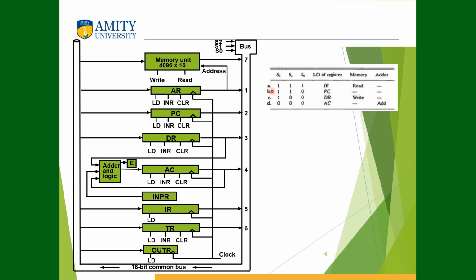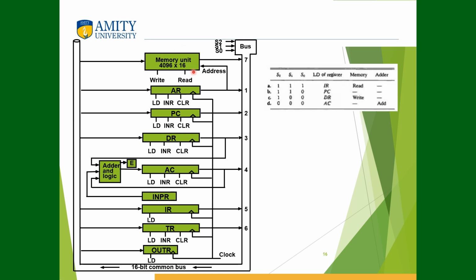Since in part A we have selection lines as 1, 1 and 1, we can see that this refers to the number 7, and if number 7 is selected, that means that the memory unit can use the bus system. Our next step is to look at the load part. For the IR, which is the instruction register, load is set to 1. Hence IR is capable of receiving data, getting data loaded into the register. Finally, we have memory set to read.